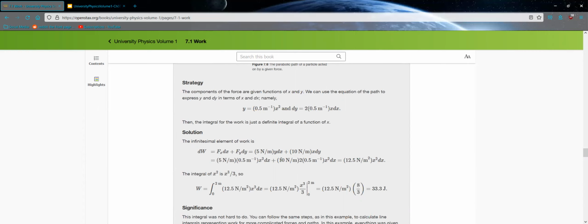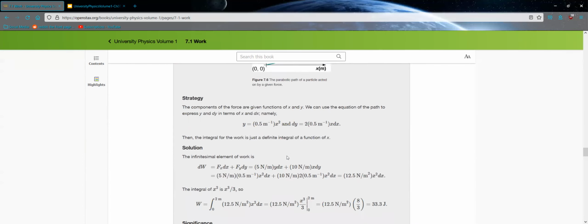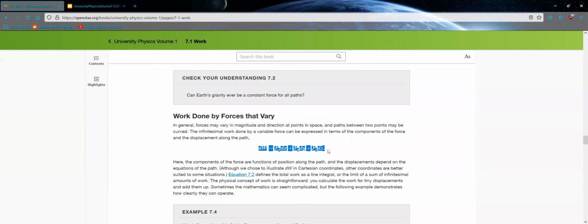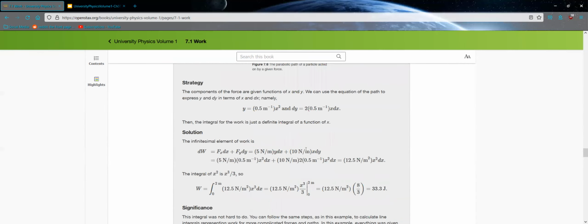Fantastic. Plug and chug in what I know. I know what y is, right? And I know what dy is because I calculated those out given the equation I was given. So we have our equation here. Figure out unknowns, solve. We've been doing this for how many chapters now?